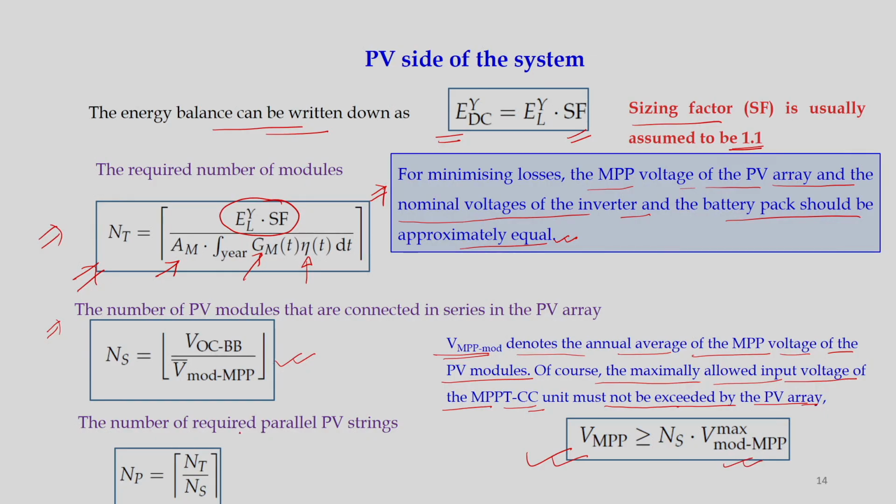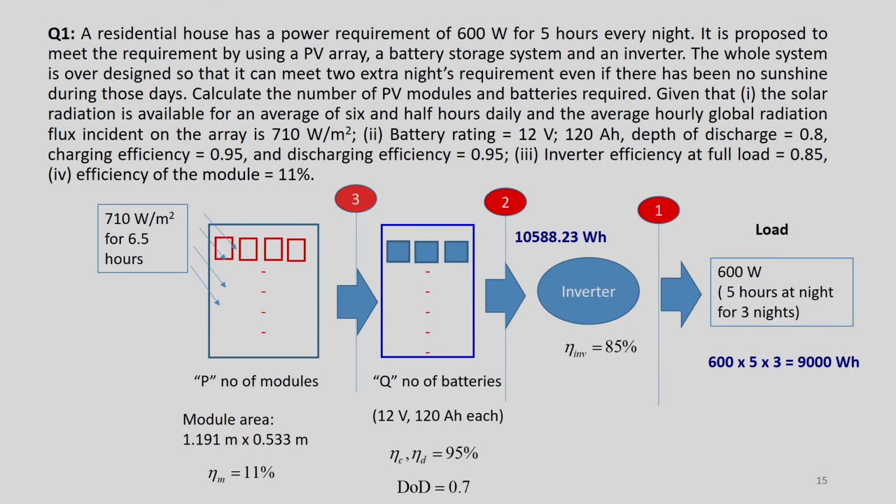Then we can calculate the number of PV modules to be connected in parallel. So, this equation we can use for calculation of the number of modules to be connected in parallel. So, let us take an example to understand how we can design a standalone PV system. So, this example goes something like this.